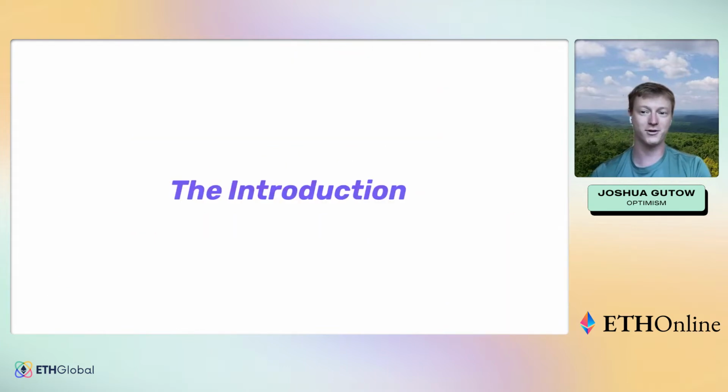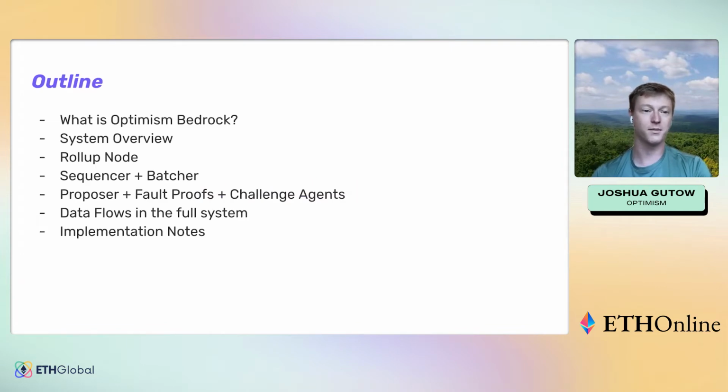Cool. So the introduction. Today I'm going to be talking about what even is Optimism Bedrock. Carl's talked on that, but I'll expand on that a little bit more. I'm going to give an overview of the system, both of the components and also the actors. We have a bunch of different pieces, but some of them do different things. Then we'll go through the rollup node, which is one of the components, the sequencer and the batcher. Then the proposer and fault-proof challenge agent, so that's all of the stuff that enables withdrawals. We'll go through a couple data flows, and then go through some final implementation notes at the end.